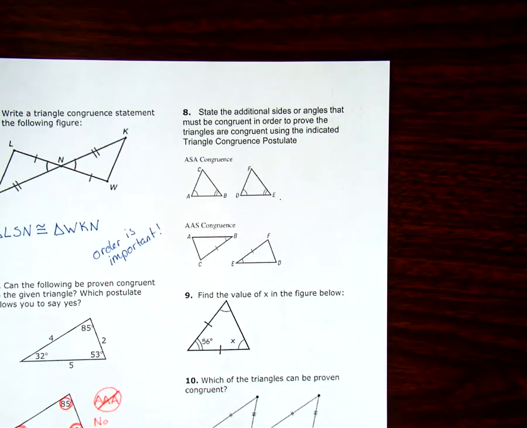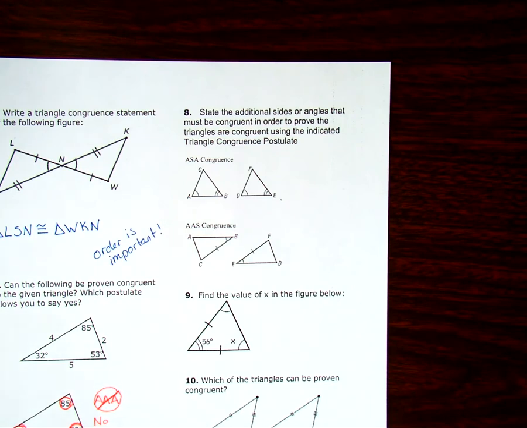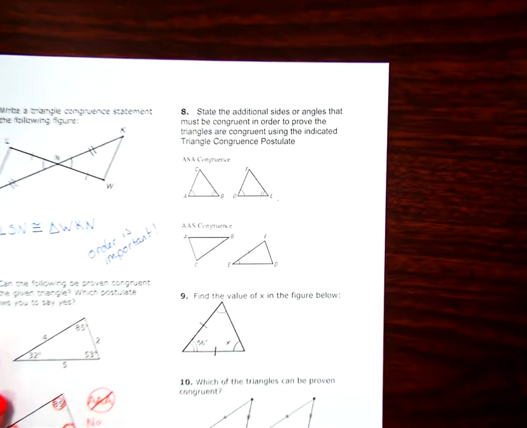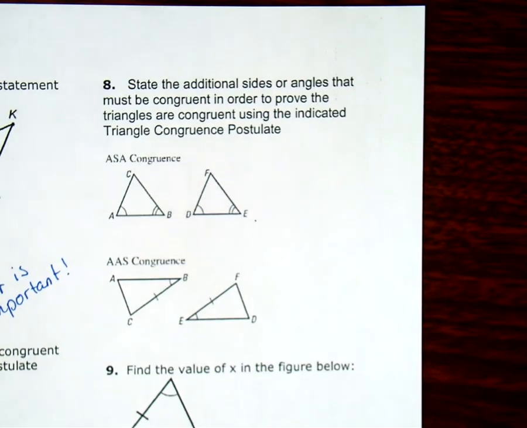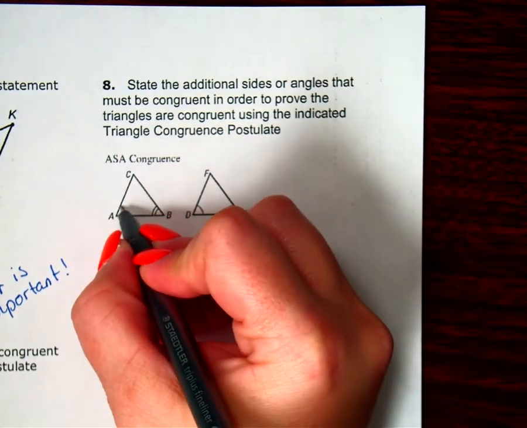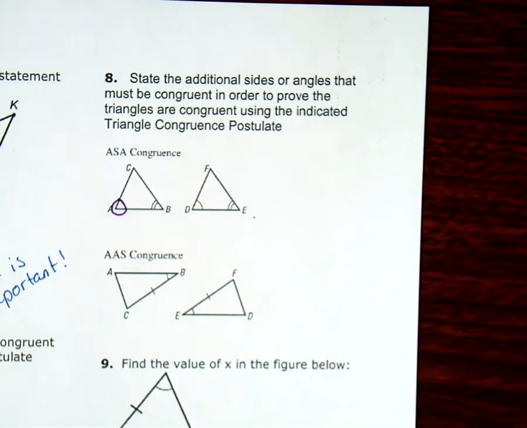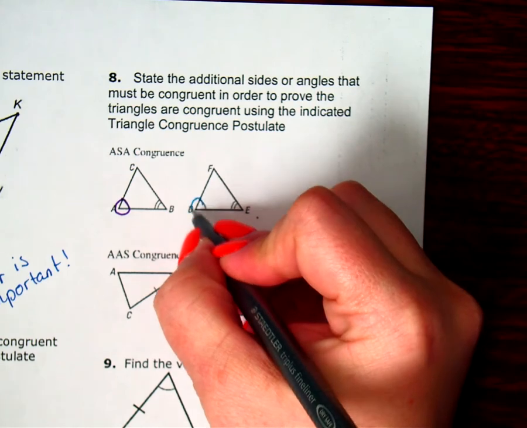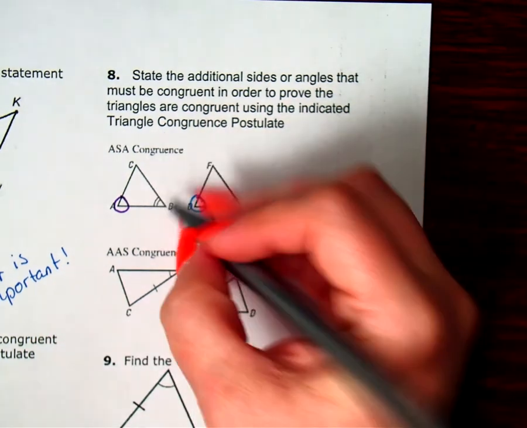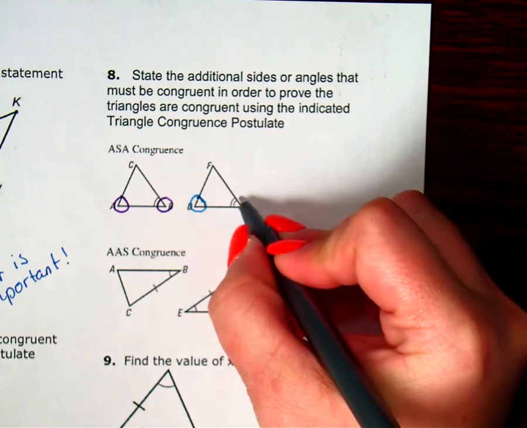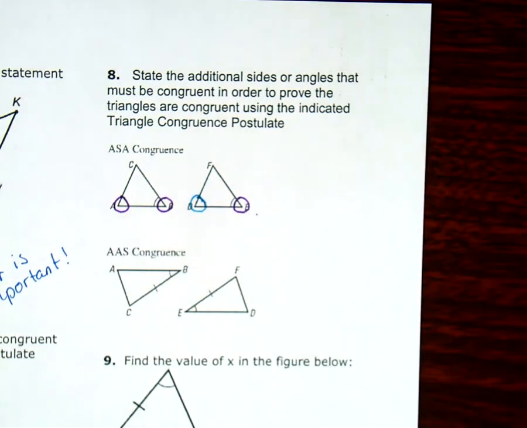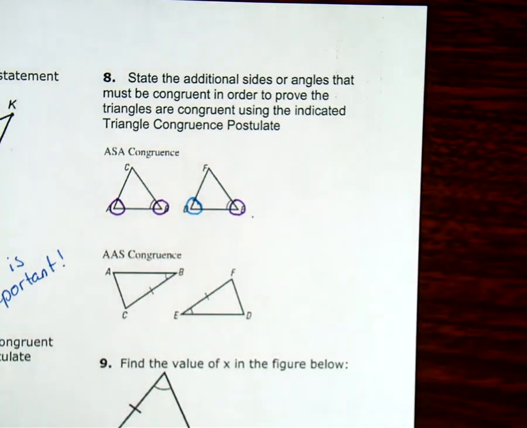let's look at number 8. State the additional sides or angles that must be congruent in order to prove the triangles are congruent using the indicated triangle congruence postulate. Okay, so I can zoom back in. The first one, I want to prove it's congruent using angle, side, angle. So I already have an angle marked congruent to this angle here. I'm going to use 2 different colors. And then I have this double arced angle, matched congruent with this double arced angle.